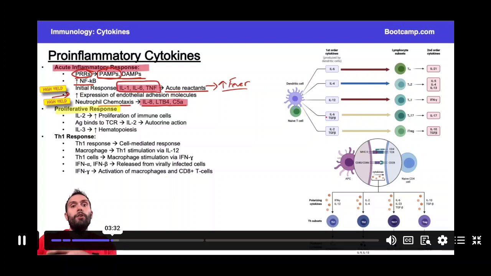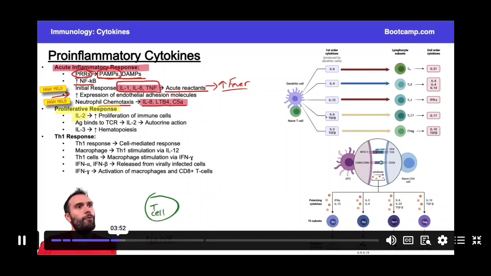Because they're ultimately going to help build memory responses, cell-mediated responses, humoral immunity, right? So to do that, the number 1 cytokine you need to remember is interleukin-2. So let's just say that we have some cell here. We're just going to take an example here. Let's just say that we have a T cell here. Now let's just say that it's a naive T cell.